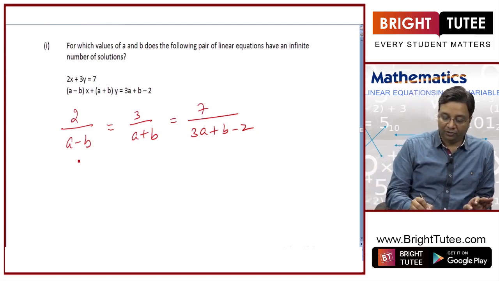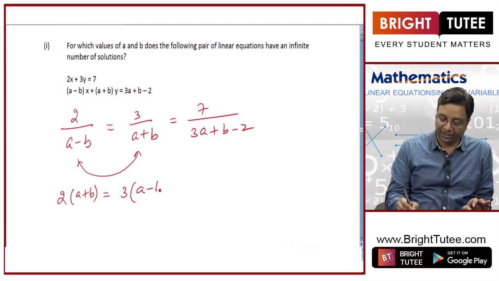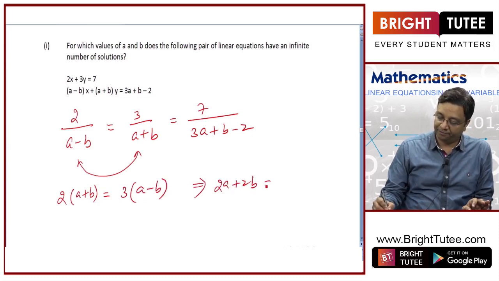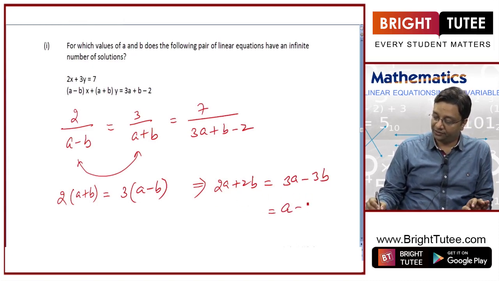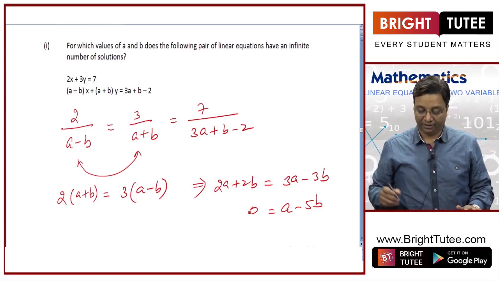So, we will make equations using these two. We can say twice of a plus b should be equal to thrice of a minus b, that is 2a plus 2b equals 3a minus 3b. Now, a minus 5b should be equal to 0. So, I have got my first equation in a and b here.